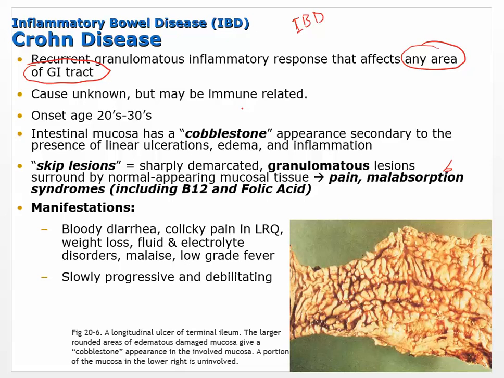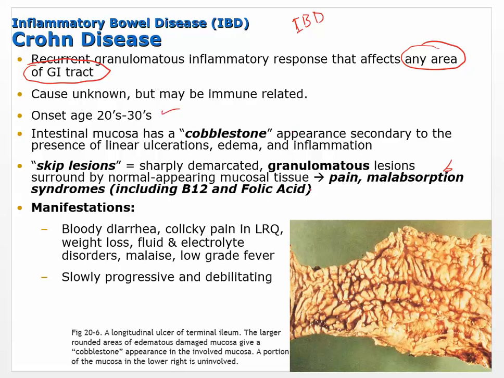And anytime you've got something that's cause unknown, people get it, and there are symptoms associated with it, then there are a lot of crazy ideas about what may be causing it. One of those crazy ideas may be right, I don't know, but you'll hear a lot of things that, oh, that's the cause of Crohn's disease. So kind of take that with a grain of salt. So onset of age tends to be 20s to 30s.